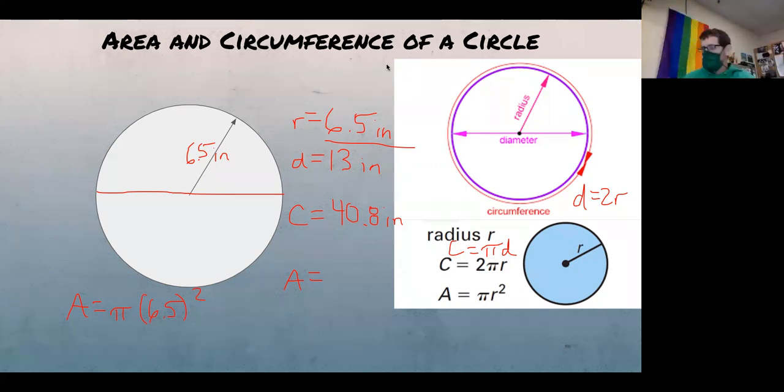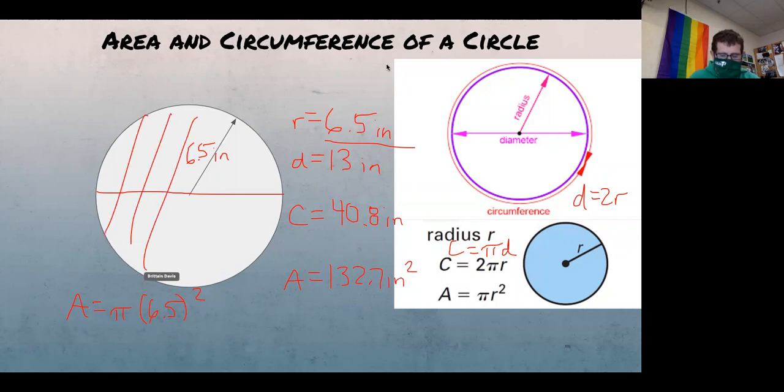So it's not too difficult when you are given this kind of information. 132.7. Now, what's my unit for area? Inches squared. This is the only one because now we're talking about a 2-dimensional measurement of the space in the circle. We're not talking about just a linear measurement.